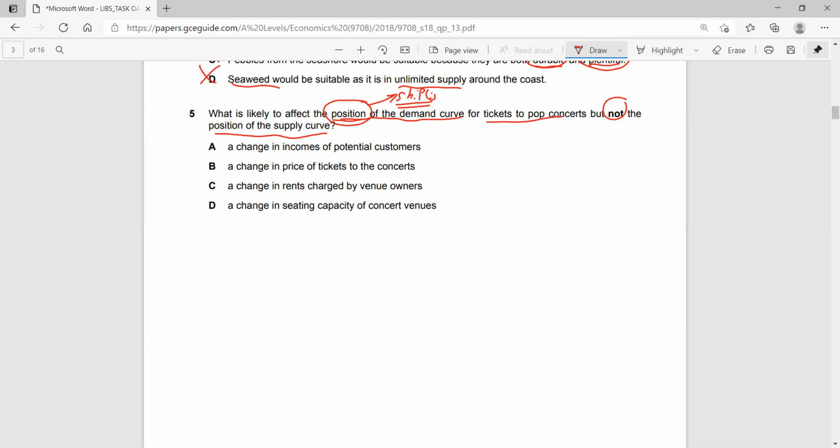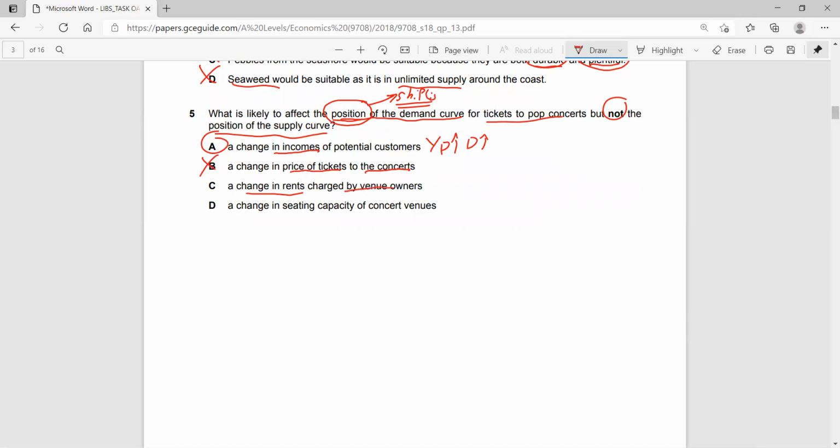A change in incomes of potential customers. So what we do know is income does change demand, and if income increases, demand will increase, and your curve will shift. So this should be the right answer. A change in the price of tickets to the concerts. This will lead to a movement, but it won't shift the position of the demand curve.